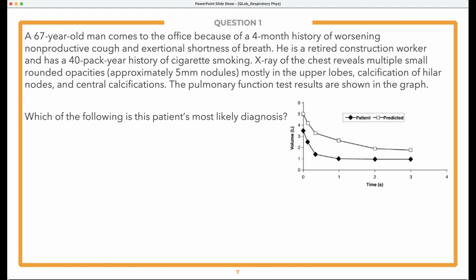A 67-year-old man comes to the office because of a 4-month history of worsening non-productive cough and exertional shortness of breath. He is a retired construction worker and has a 40-pack-year history of cigarette smoking. An X-ray of the chest reveals multiple small rounded opacities, approximately 5 mm nodules, mostly in the upper lobes, calcification of hilar nodes, and central calcifications. The pulmonary function test results are shown in the graph. So again, the question: which of the following is this patient's most likely diagnosis?